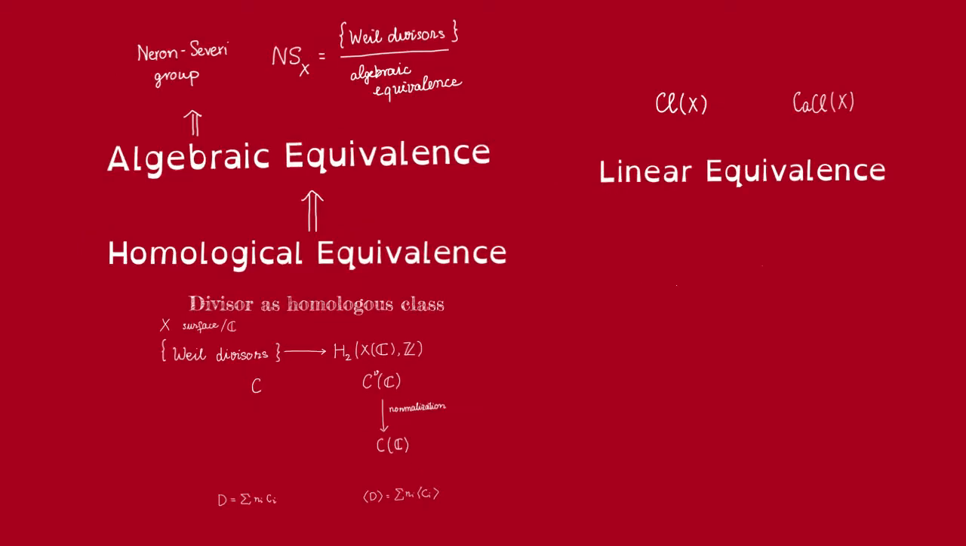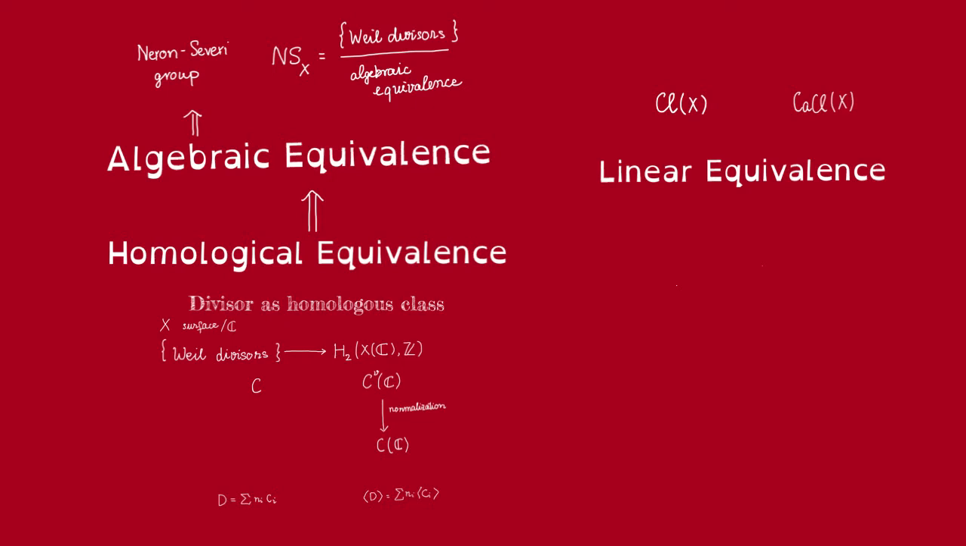So previously we have defined a notion of homological equivalence on divisors. If X is a complex surface, then we can view the Weil divisors as two-dimensional cycles. So two divisors are homologically equivalent if and only if their corresponding cycles are homologous.